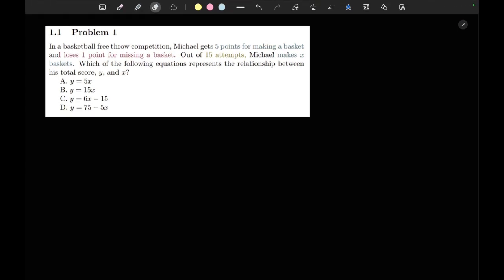So the ultimate goal for this problem is to find an equation that represents the relationship between his total score and this variable x, which is equal to the number of baskets that he has made. So let's just start off by setting up this equation. Total score is going to be equal to, well, we know he has 5 points for making a basket, so 5 times baskets made. And we know he loses 1 point for missing a basket. So the second part of the total score equation is going to be minus 1 times baskets missed.